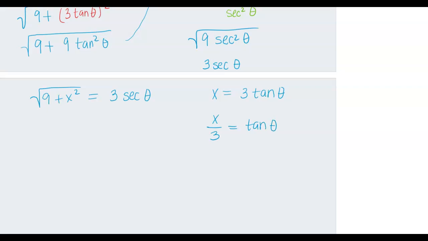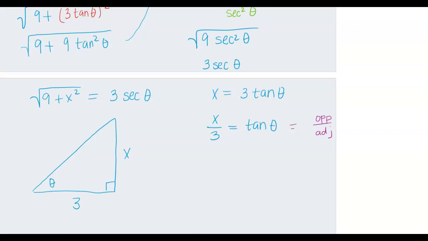We're going to use this information to draw a triangle. Again, we're in the first quadrant, so I'll draw the triangle like this. Theta is here. Tangent is opposite side over the adjacent side. So I'm using that for labeling. The opposite side, x, is going to go over here. The adjacent side, 3, is going to go over here.